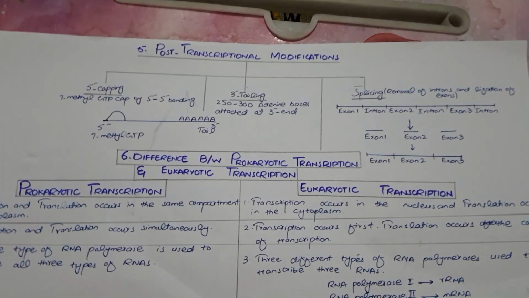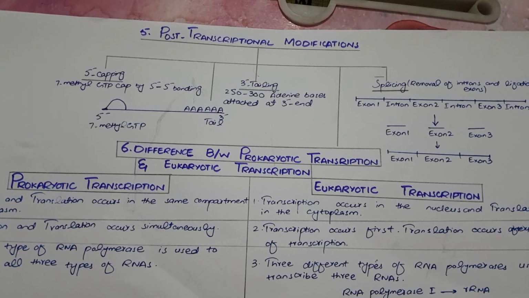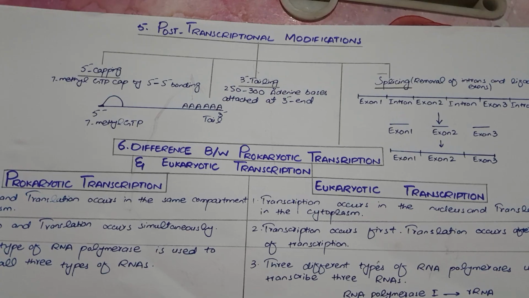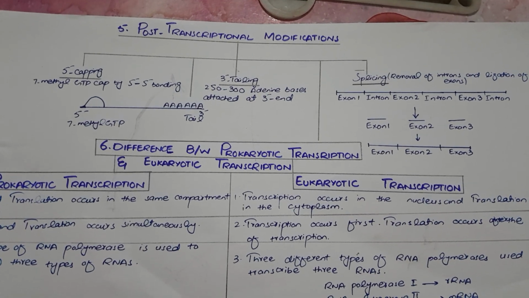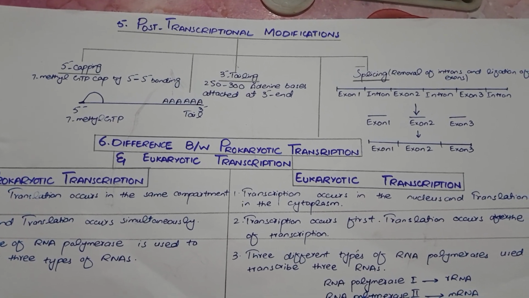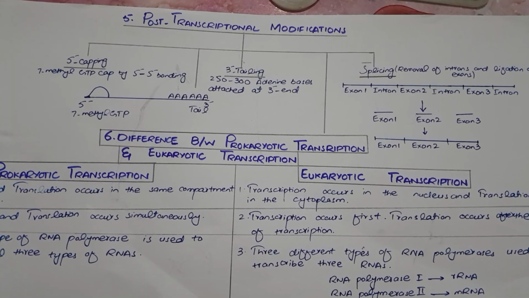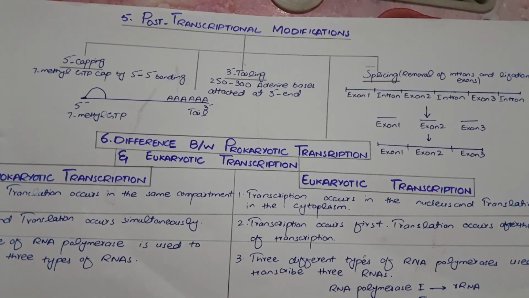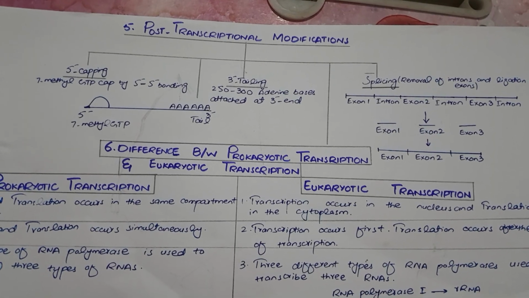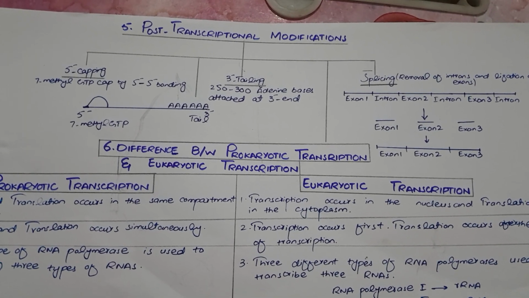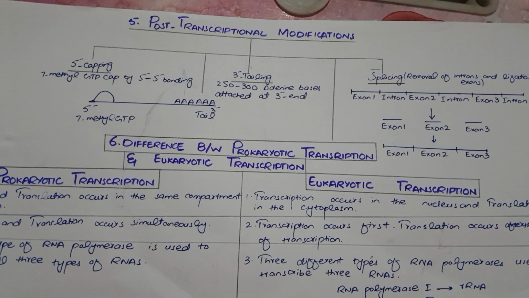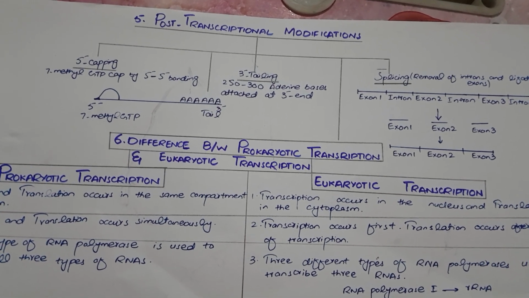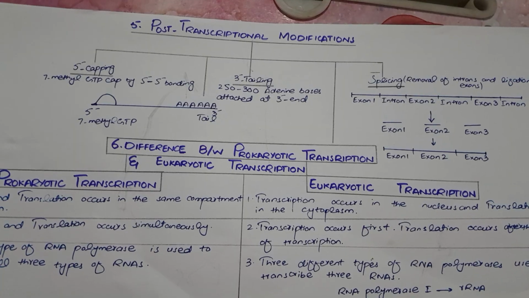Today, the topic of our discussion is post-transcriptional modifications and the difference between prokaryotic transcription and eukaryotic transcription. First of all, we will discuss the post-transcriptional modifications, and before this, we will discuss why there is a need of post-transcriptional modifications. In case of eukaryotic transcription, after messenger RNA formation, it has to move from the nucleus to the cytoplasm for further processing, for translation, for protein synthesis. So it has to move from nucleus to cytoplasm.